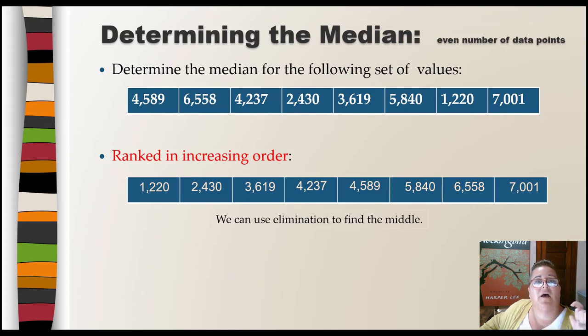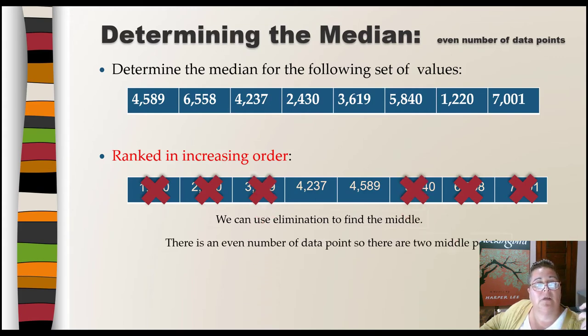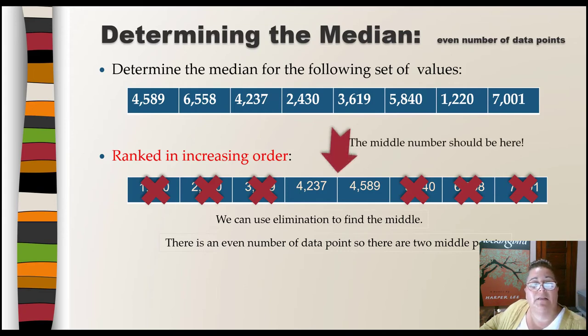end to end. I'm going to mark off one on the far left and one on the far right. And I'm going to just lightly mark through those data points. I'm going to keep doing it until I have a middle. You see that there are an even number of data points, so there are 2 points in the middle. The median is then going to be right between those 2.